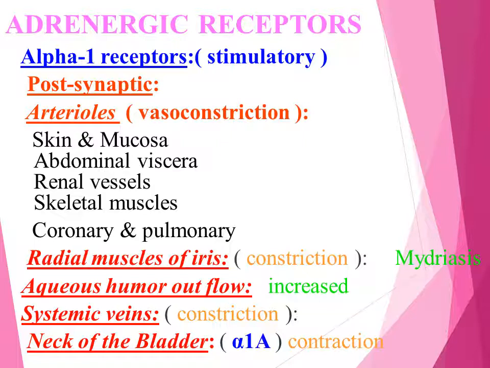Now we will quickly revise where these adrenergic receptors are located. Alpha 1 receptors are basically stimulatory and they are located in the arterioles of skin and mucosa, abdominal viscera, renal vessels, skeletal muscles, coronary and pulmonary arterioles. Alpha 1 receptors are also present in the radial muscles of the iris.